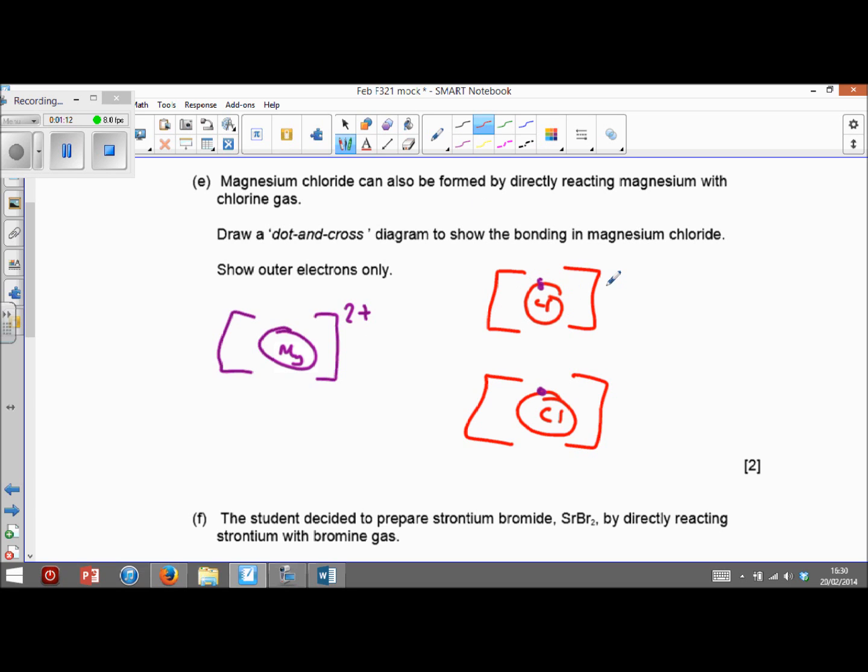Because these have gained an electron, now these are going to be minus. Don't forget these charges, and then you need to show the rest of the electrons. We're going to use crosses for the rest of the electrons. Chlorine, in group 7, has 7 electrons in its outer shell. That's all you need to put for that one. You get a mark for that and a mark for that. Nice easy 2 marks there.